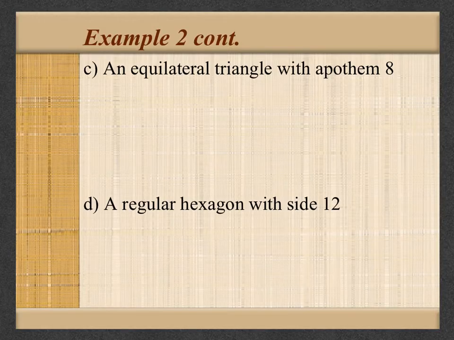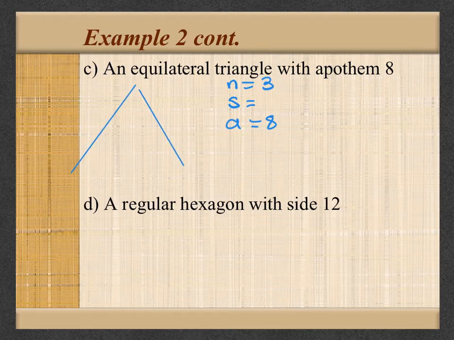All right, so let's look at C, an equilateral triangle with apothem 8. So equilateral triangle, how many sides? Number of sides? 3. Length of each side, don't know. Apothem, do know it's 8. So we're back to drawing out our triangle because we don't have enough information to just go off of. This is super fun because we get to do a triangle within a triangle.